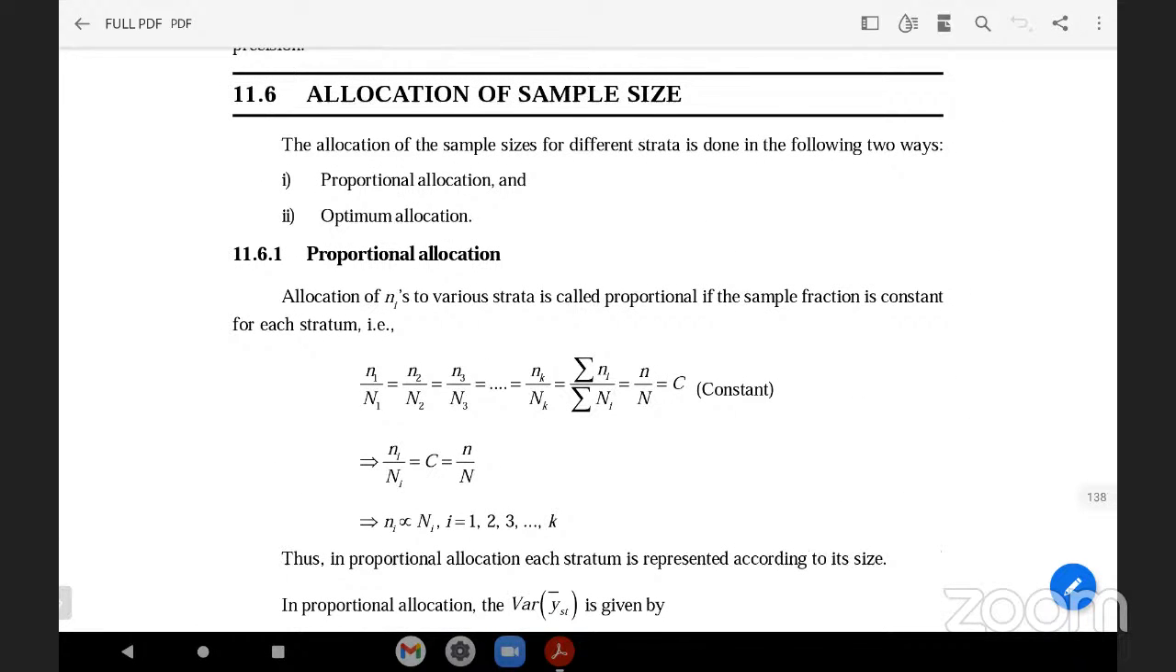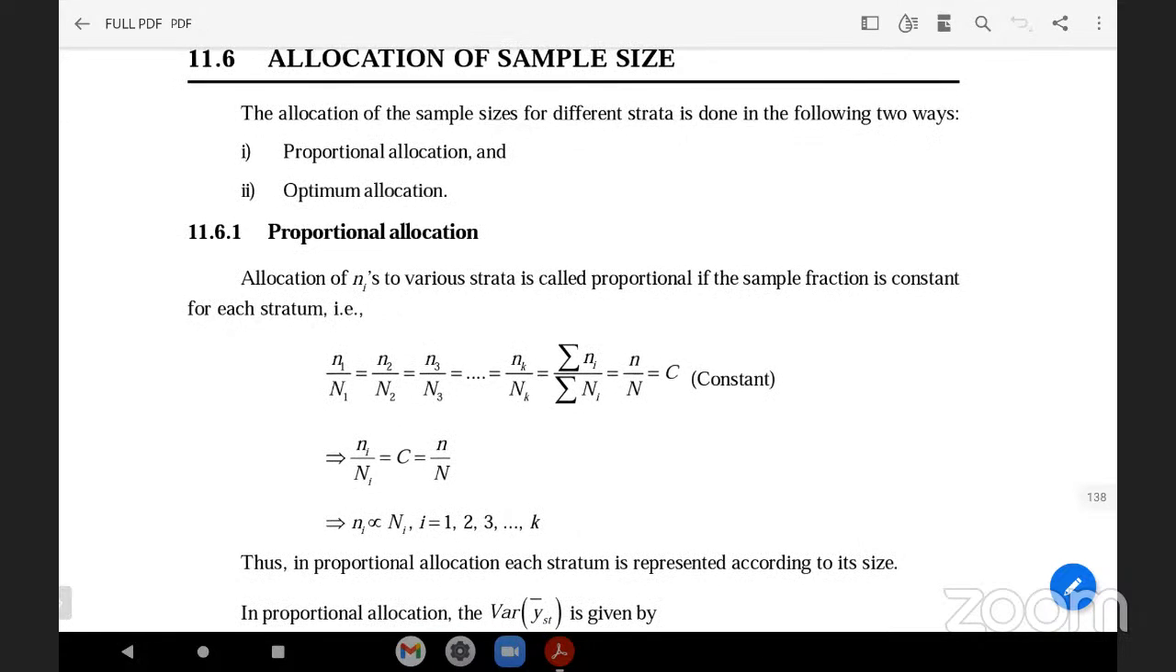Allocation of the sample sizes. Allocation of the sample size has two types: proportional allocation and optimum allocation. In proportional allocation you take n1 by capital N1, n2 by N2, and so on. For example, if a big group is there, I cannot analyze it at that time, so I will go for the probability concepts.